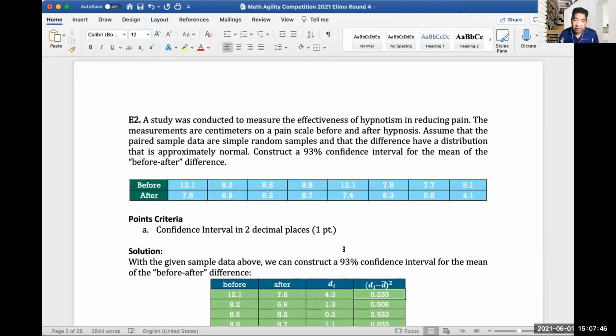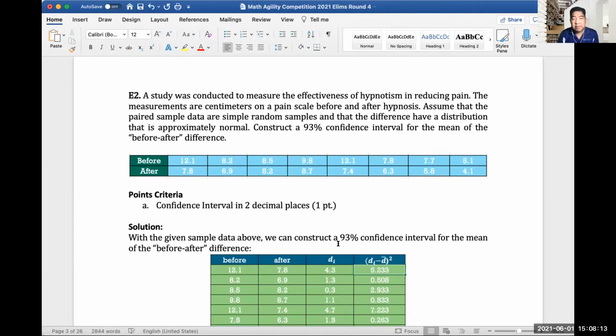So we have the given data. The before data is listed on the first row, and on the second row are the after data. This means we will need to take the difference of the before and after data. So let me just move my screen. We are requested to find the confidence interval in 2 decimal places.